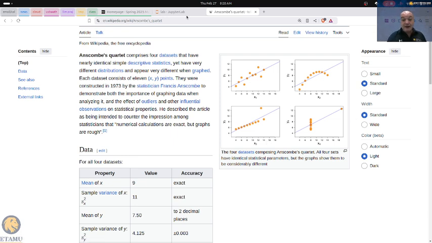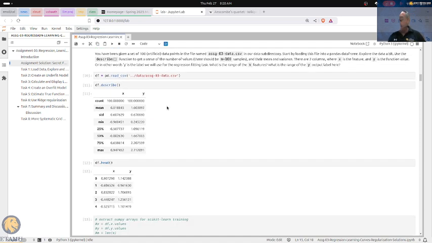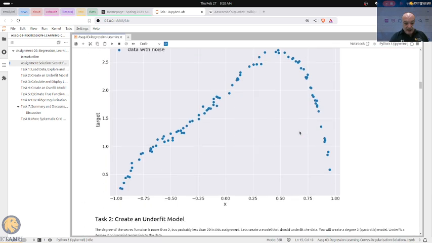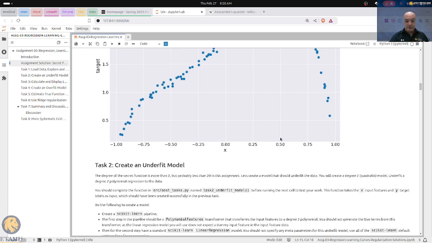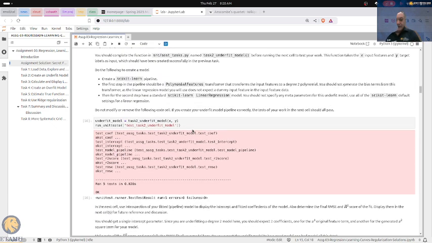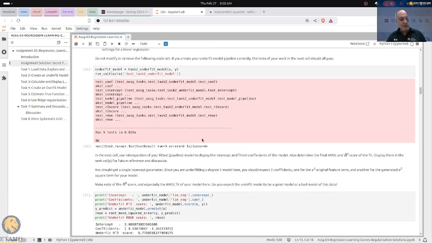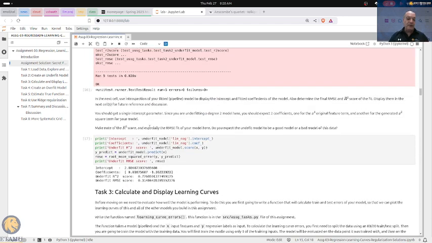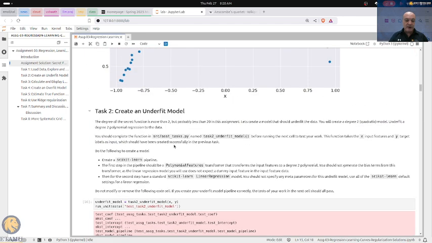Anyway, some of that stuff was also kind of the purpose of this assignment. And yeah, I usually do show that at least at some point in the course and discuss Anscombe's quartet. And I'll just reiterate some of the points that were trying to be made on these. For you, first, we're supposed to create an underfit model.